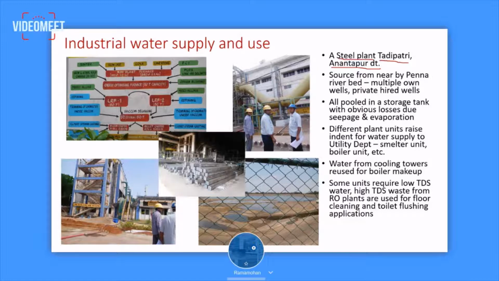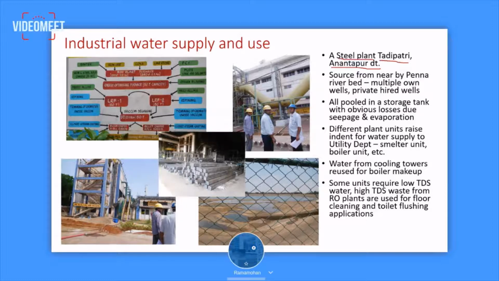So in this process, from the raw material iron ore to making steel, they use a lot of water. There are several processes where water is required. Primarily, water is used in two kinds of processes: one is consumptive purposes, another is non-consumptive purposes.